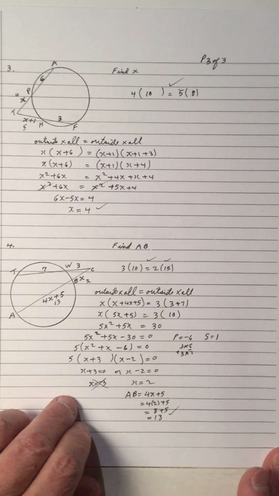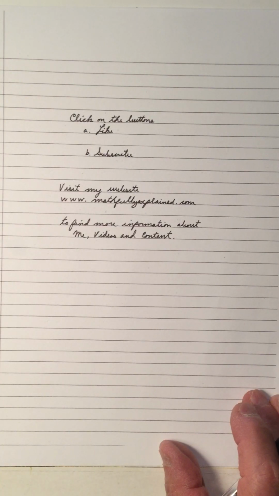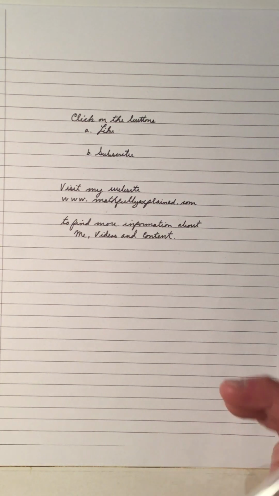Okay, that brings us to the end of the video on the product of secants. Again, I use outside times all equals outside times all. Good way to remember it.